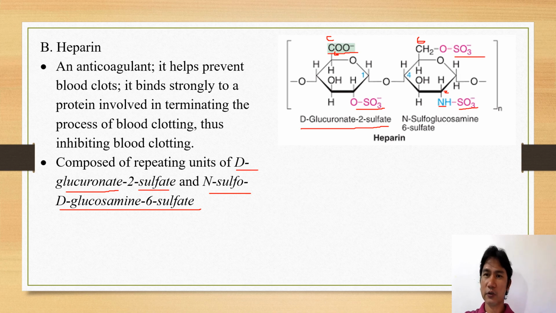So that's the structure of, or I should say, the repeating unit of heparin. But of course, you have to think of it that this is a polysaccharide. That's why there's a square bracket, then n, meaning that it is a polysaccharide, or a polymer.